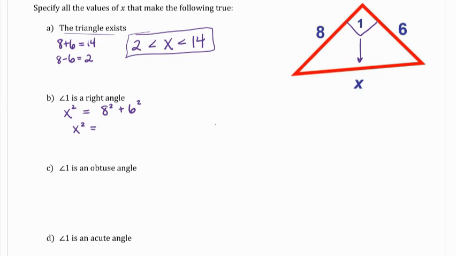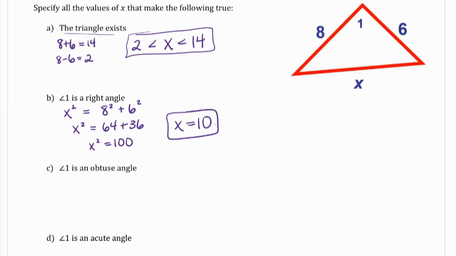So if we go through the work there, we get 64 plus 36. So x squared has to equal 100. So that means that x has to equal 10 in order to make angle 1 a right angle, right? Okay, and notice that 10 is in between the 2 and the 14. So that means it works, right?